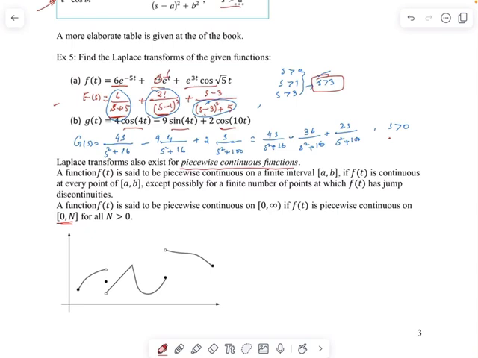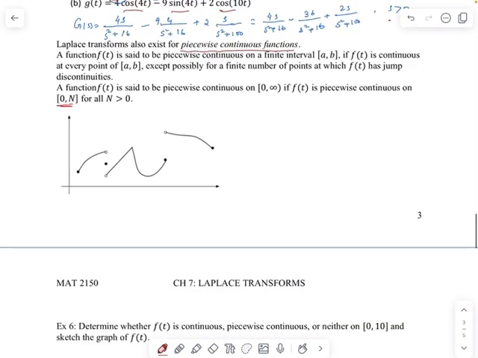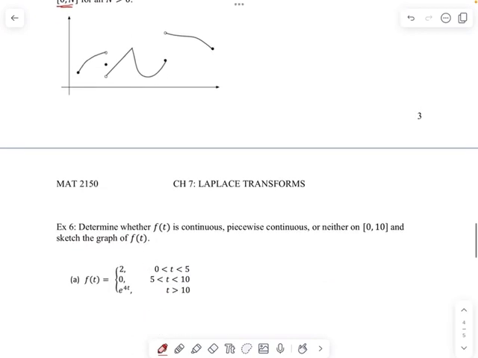So here is a picture of a piecewise continuous function. In other words, you can say a piecewise continuous function is a function which is continuous everywhere, except where it has some discontinuities, which are jump discontinuities only.